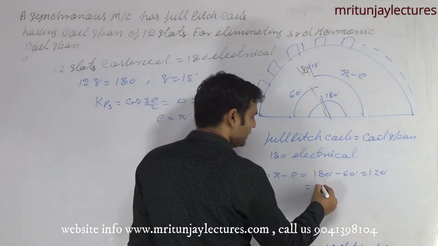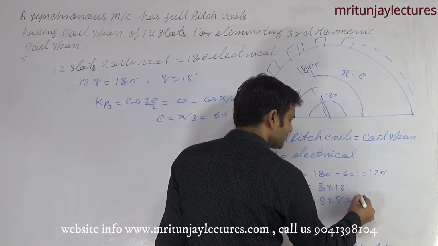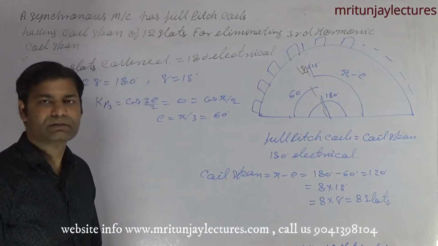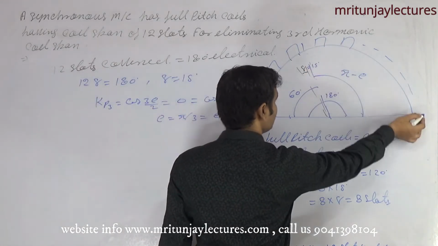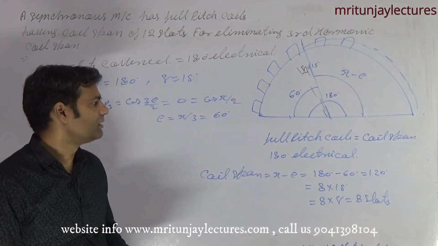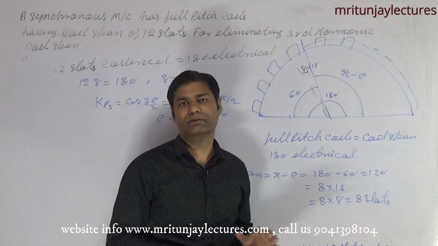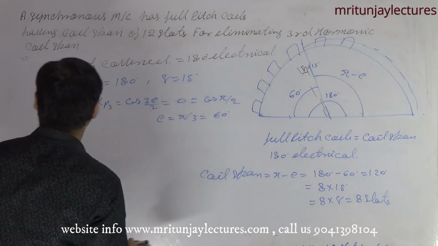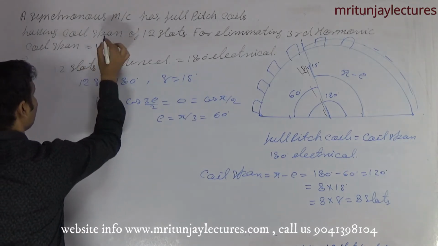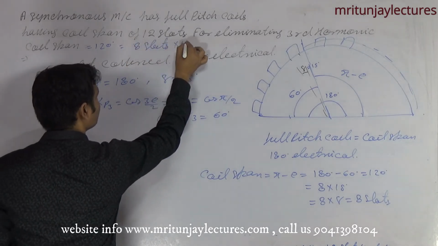120 means 8 into 15 degree. 8 into gamma, that is 8 slots, put here. Clear? In this duration, after the third harmonic is eliminated, the remaining slots, that is 8 slots, are put here. Okay, our motto: what about coil span? That is 120 degree, and the number of slots is 8 slots into 15 degree.